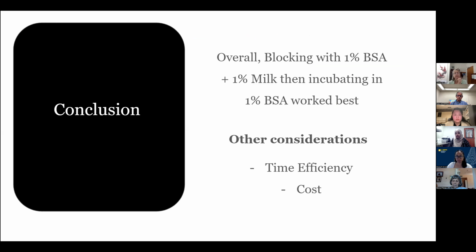Some other things that you might want to consider when you're doing Western blots in your own lab is the cost efficiency and the time efficiency. The milk powder is cheaper than the BSA, so that's a plus, and it works pretty well on its own. And then in terms of time efficiency, it takes longer to make the combination blocking solutions. So if you're doing a lot of Western blots in your lab, then it may not be worth going through the effort to make those solutions over and over again.